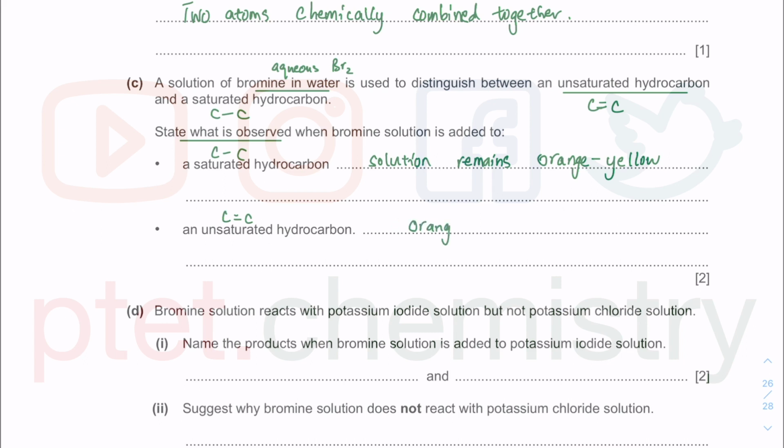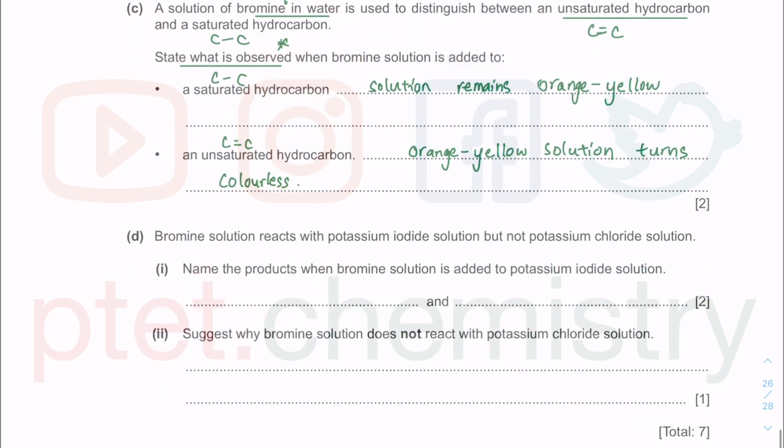I will try to be as complete as possible because you want to say, what do you observe? What do you see? Yes, you will see colorless at the end, but what happened at the very beginning? The orange-yellow solution turns colorless. It goes from orange-yellow to colorless because you can add across the unsaturated carbon-carbon double bond. You can't do addition, you can only do substitution, replacing the H with something else, if you have a saturated hydrocarbon.